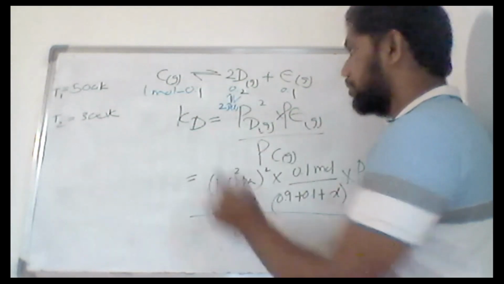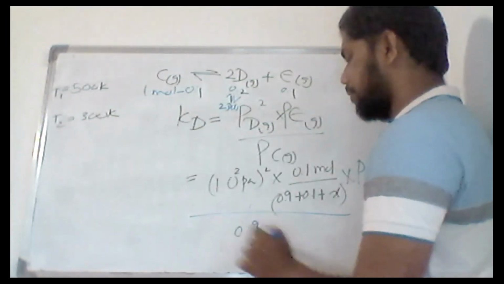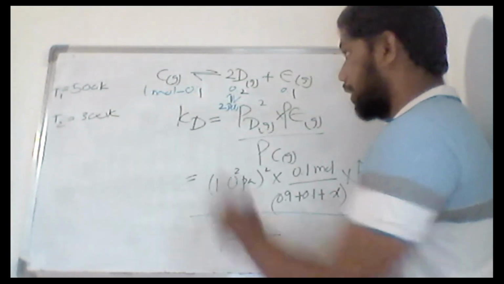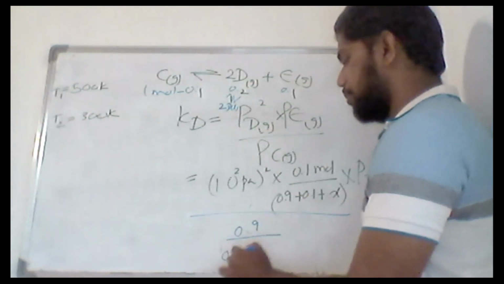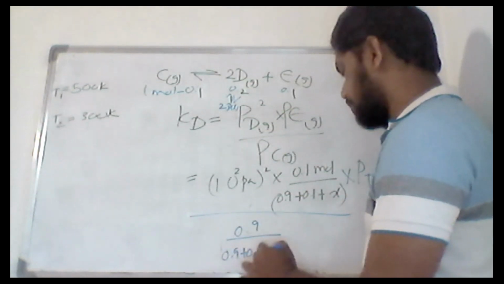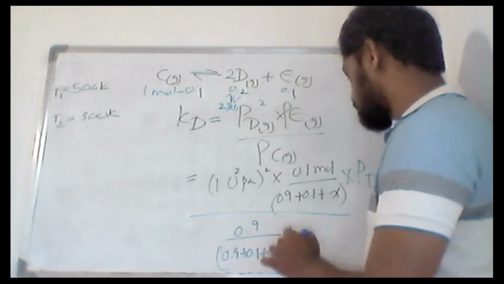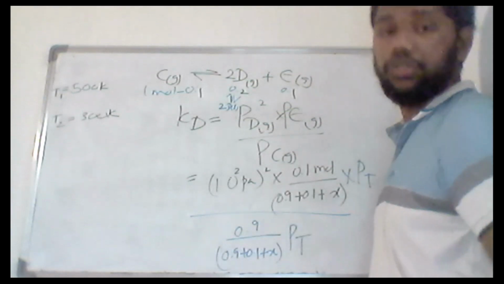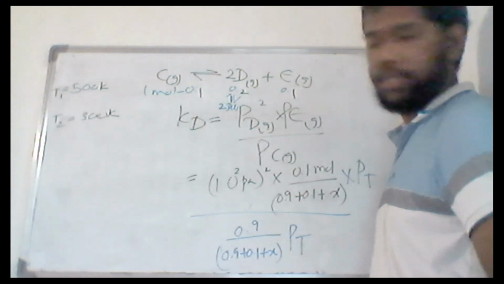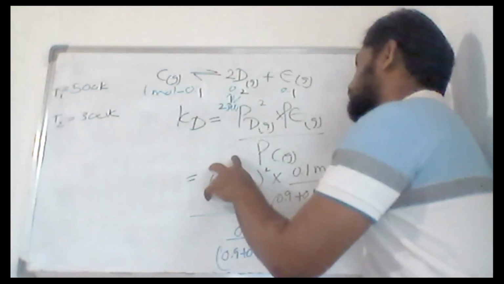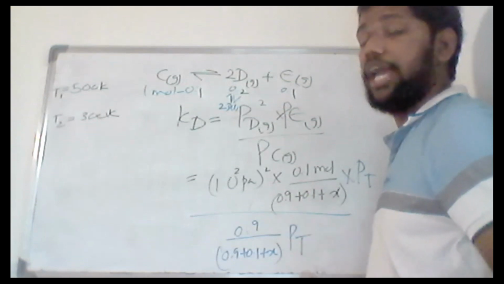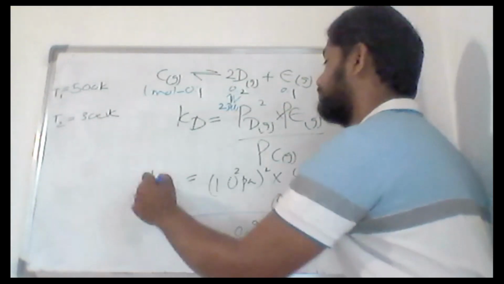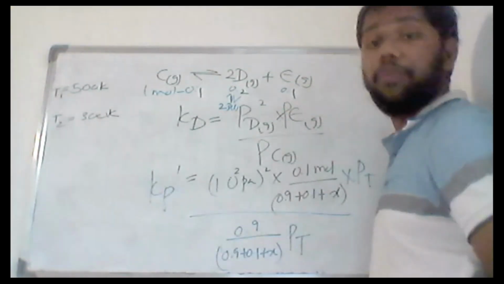Again, this is 0.1. The amount of moles that is remaining is 0.9 then. The total number of moles is 0.9 plus 0.1 plus x, times the total pressure, which is again PT, because we don't know the PT as well. Okay. The only thing that we necessarily know is this one, only the partial pressure of D. But to calculate Kp dash, we have no problem.